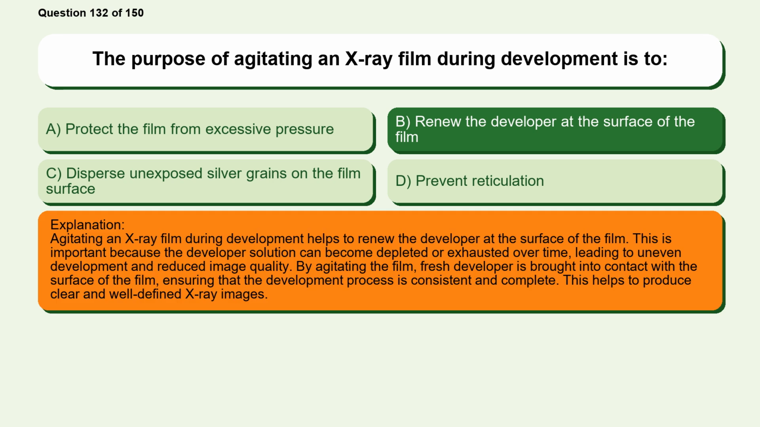Agitating an X-ray film during development helps to renew the developer at the surface of the film. This is important because the developer solution can become depleted or exhausted over time, leading to uneven development and reduced image quality. By agitating the film, fresh developer is brought into contact with the surface of the film, ensuring that the development process is consistent and complete. This helps to produce clear and well-defined X-ray images.